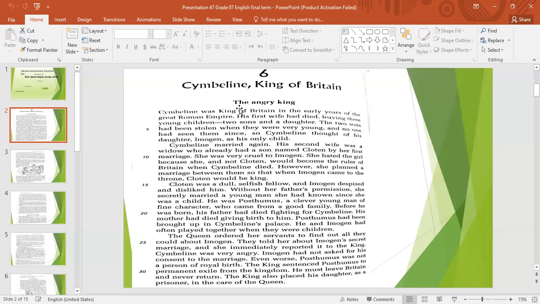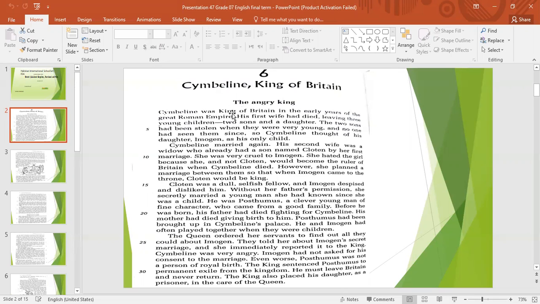Cymbeline was king of Britain in the early years of the great Roman Empire. Dear students, this is also related to the previous story or play. His first wife had died, leaving three young children, two sons and a daughter. The two sons had been stolen when they were very young, and no one had seen them since. So Cymbeline thought of his daughter Imogen as his only child.